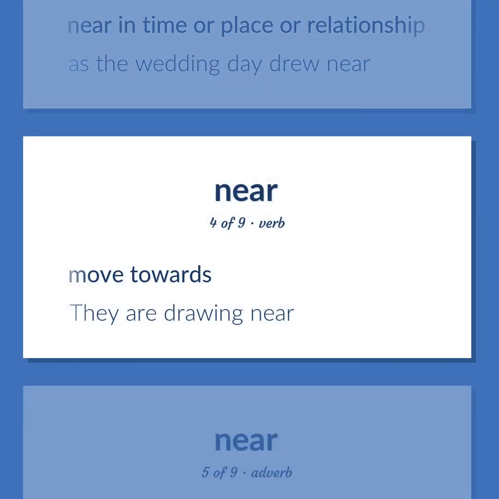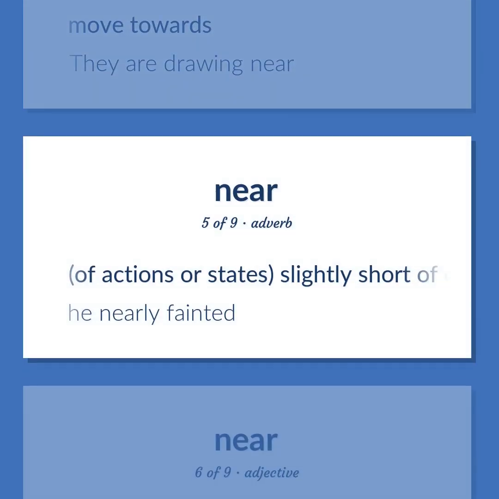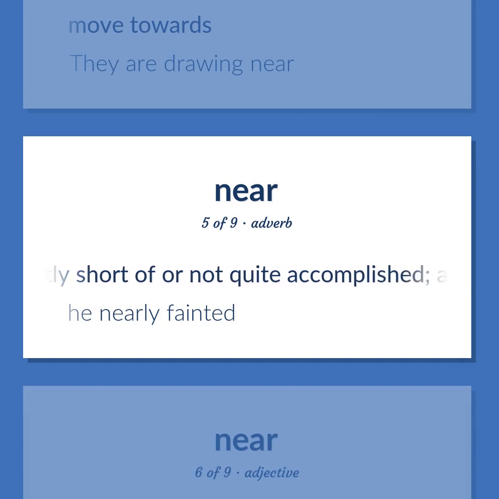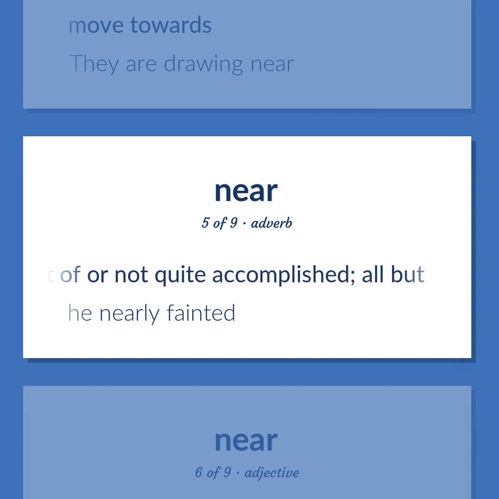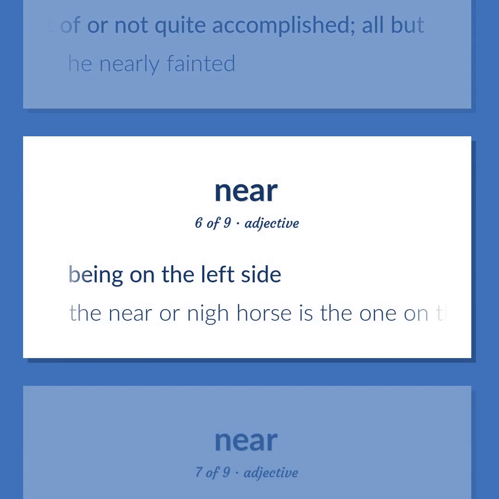Move towards. They are drawing near. Of actions or states, slightly short of or not quite accomplished, all but. He nearly fainted. Being on the left side. The near or nigh horse is the one on the left.